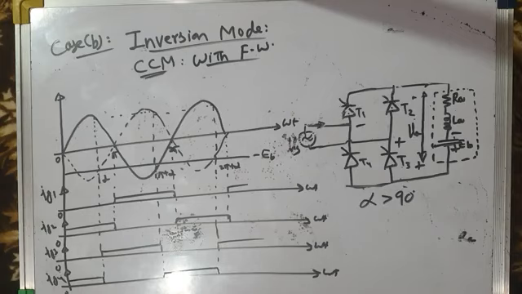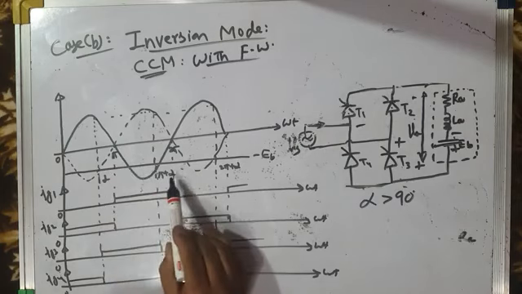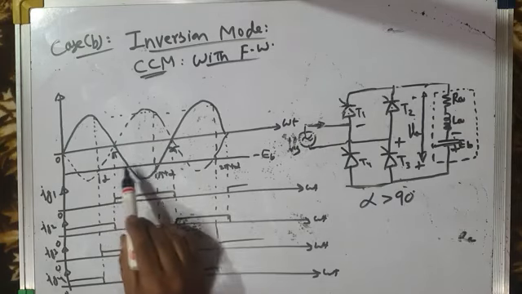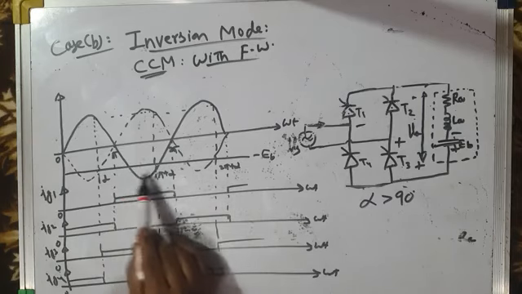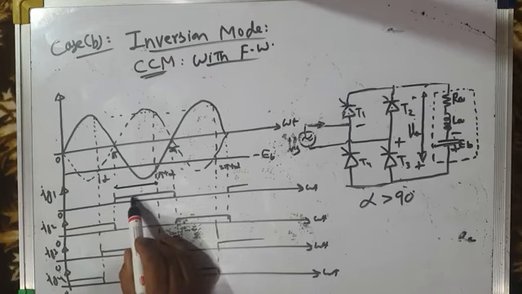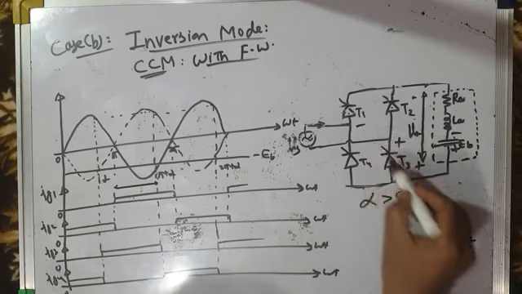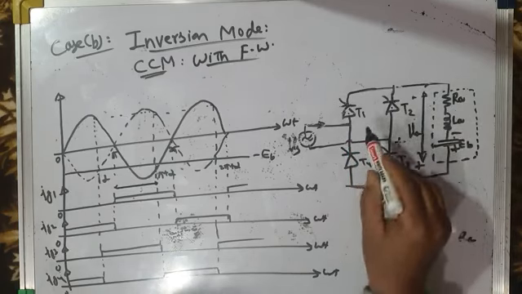Let us analyze it now. Let us see what happens from pi to pi plus alpha first. From pi to pi plus alpha, that means from this instant to this instant, IG1 is high, IG3 is high. 1 and 3 both are high. And your load voltage is the same as the source voltage.